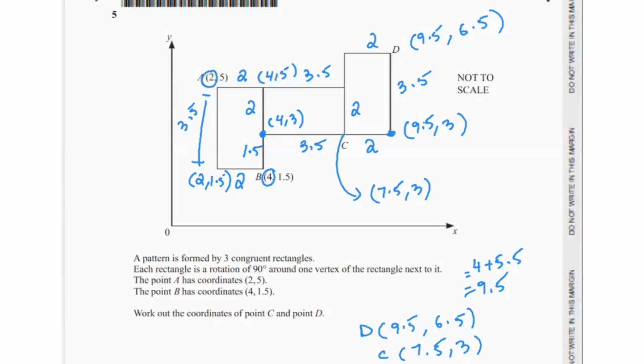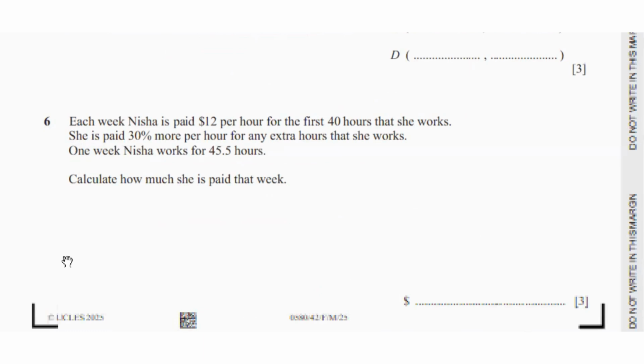Then question 6 says, each week Nisha is paid $12 per hour for the first 40 hours that she works. She's paid 30% more per hour for any extra hours that she works. One week Nisha works for 45.5 hours. Calculate how much she's paid that week. So $12 per hour for the first 40 hours. So 12 times 40 plus she's paid 30% more for any extra hour that she works.